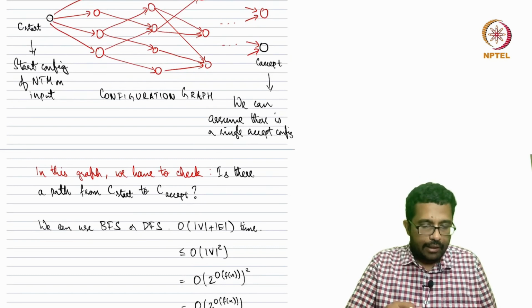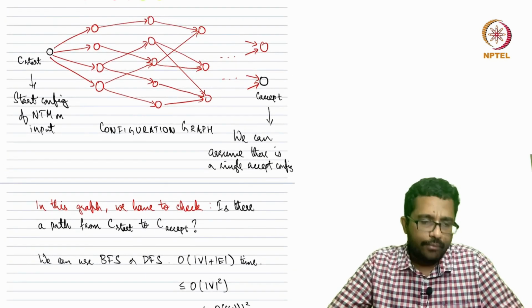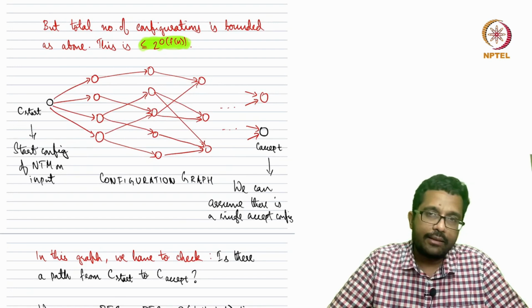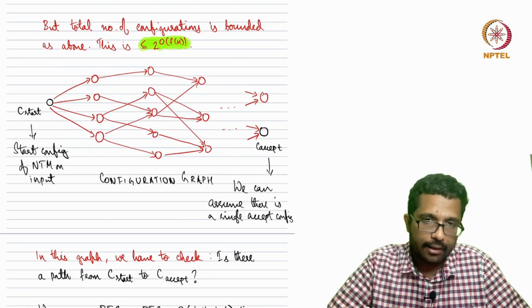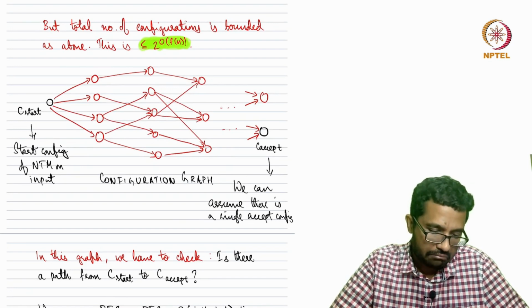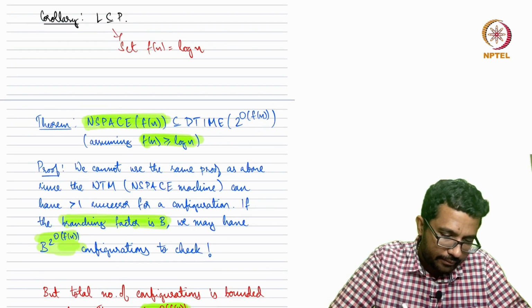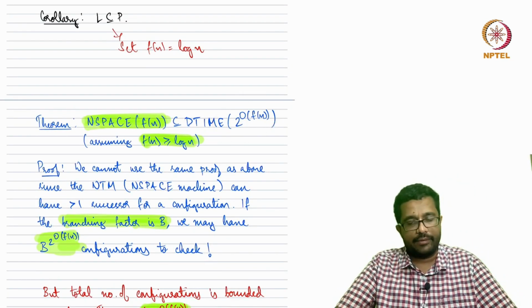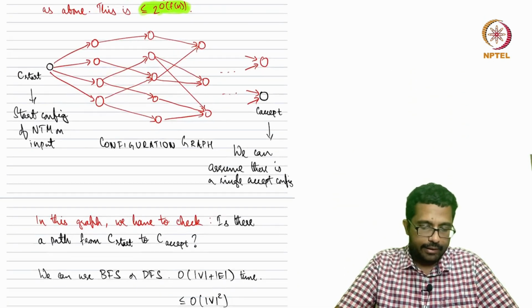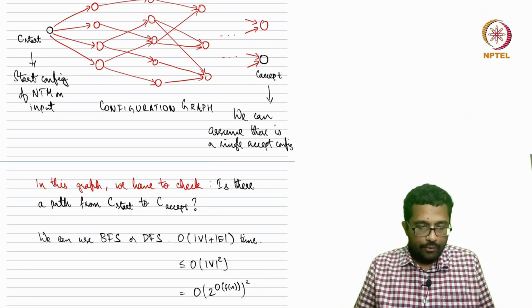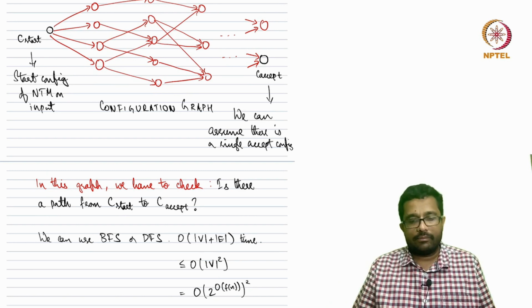Right. So we don't need to do that. In fact, in this case, we can actually build the configuration graph and build the adjacency matrix also, because anyway the running time that we are using is 2 power O(f(n)), right? So we can build this configuration graph and we need to check whether there is a path from start to accept. So we can use any traversal algorithm, right?